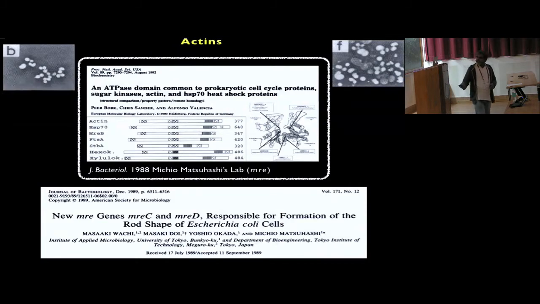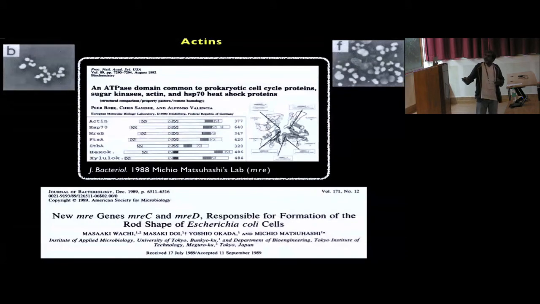In the 1980s, Matsuhashi's group had isolated mutants of bacteria that had lost shape, again from rod to spherical. They had isolated several mutants that would not be rod shape but were spherical shape. And in 1992, a landmark paper again from Pierre Bourque, who heads the EMBL division of structural biology today, had kind of remarked something very interesting.